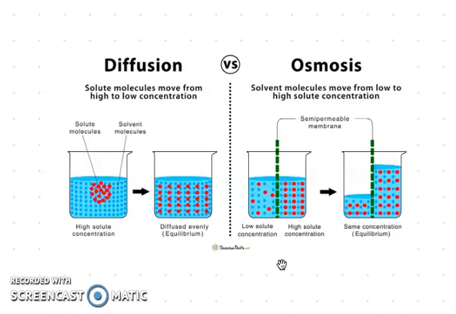And water potential moves from where there's high water potential to where there's low water potential. As a result, water will move from where there is more water to where there's less water. As a result, water moves from where there's low solute, or more water, to where there's high solute, or less water. And that's basically osmosis in a nutshell.